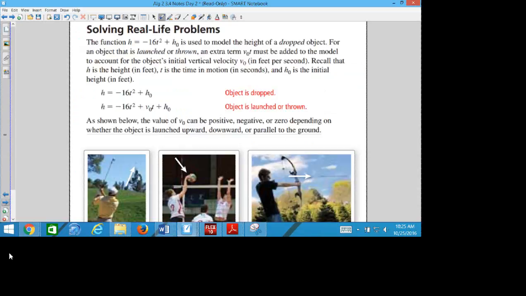Last thing we're going to look at is a real life example. And this has to do with when an object is launched or thrown or dropped. So what I have in front of me, and anybody watching the video, I would apologize to you because you can't see what I'm doing. What I have in front of me is a marker, and if I just hold that marker out and I just drop it, then I have 0 velocity. I'm not throwing the marker.